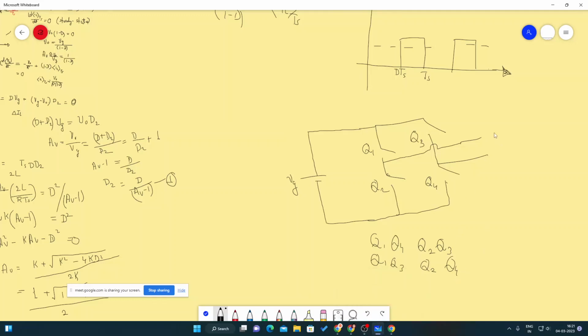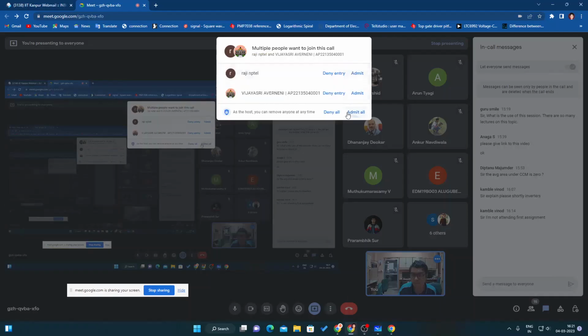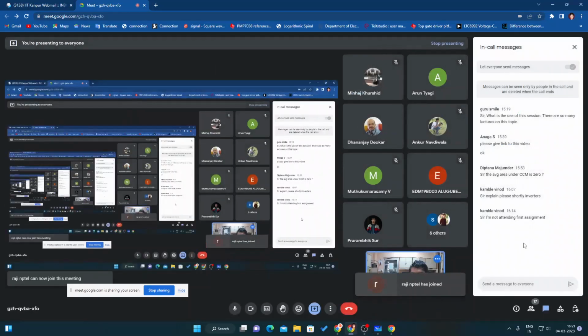If you require AC output, what you need to do is operate Q1 and Q4 for 50% duty or 50% turn-on duration, and Q2 and Q3 for the other 50%. Then you will get a square voltage waveform at the output. So that's the inverter in very short.